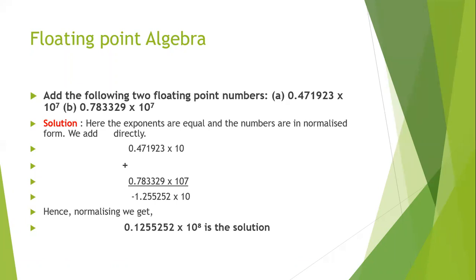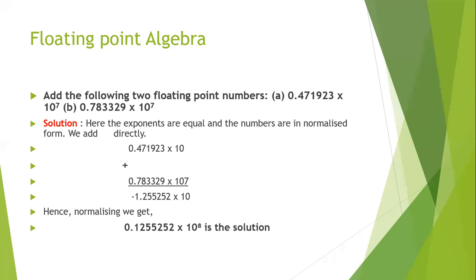Now in today's video we will discuss the algebra of floating point numbers. Suppose we take one example. Add the following two floating point numbers: A is 0.471923 into 10 raised to 7 and B is 0.783329 into 10 raised to 7. Here the exponents are equal and the numbers are in normalized floating point form.